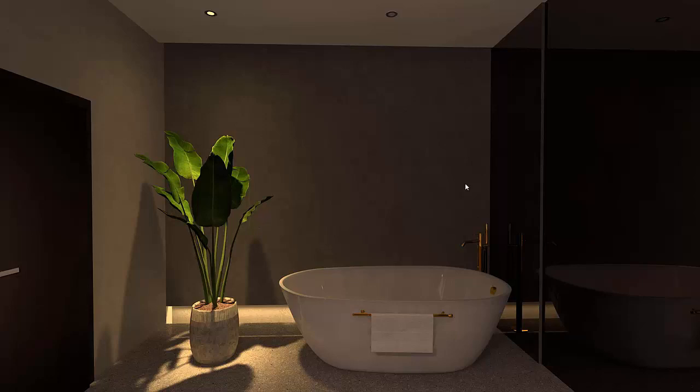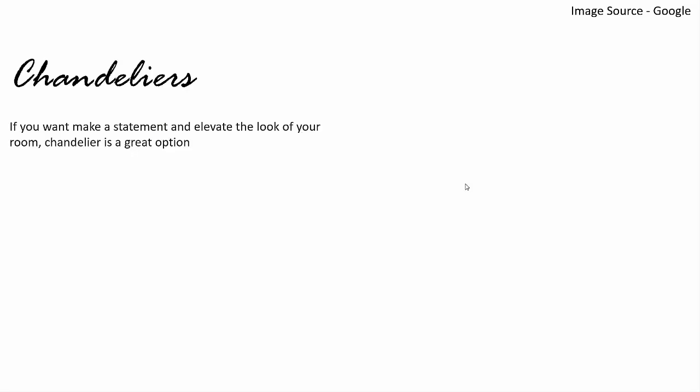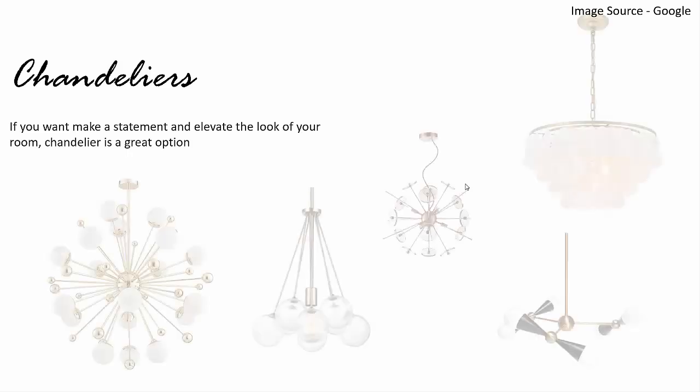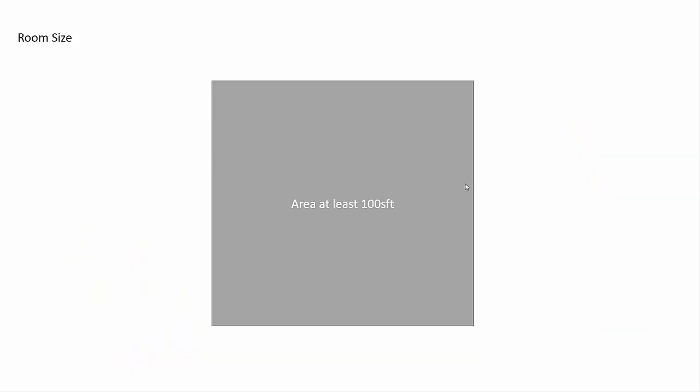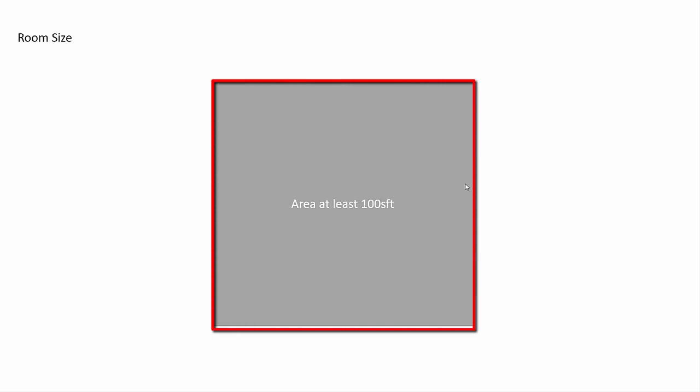Now, the next important thing while we discuss bathroom lighting fixtures is chandeliers. If you want to make a statement and elevate the look of your room, chandeliers are great options. They come in various shapes and sizes. Now let's see what conditions we need to consider while selecting a good chandelier which will complement the space. The very first thing is the room size. Your room size should be at least 100 sft.